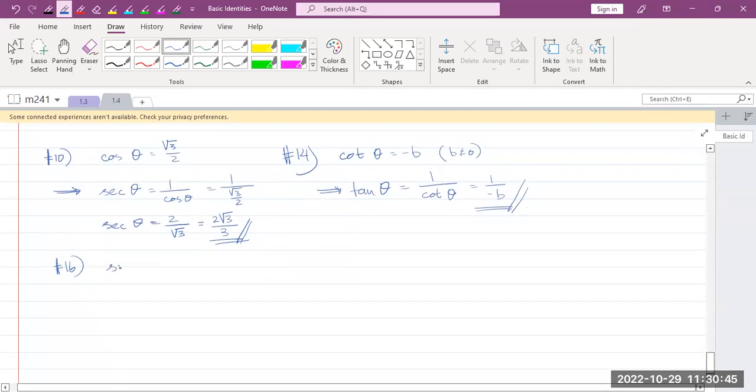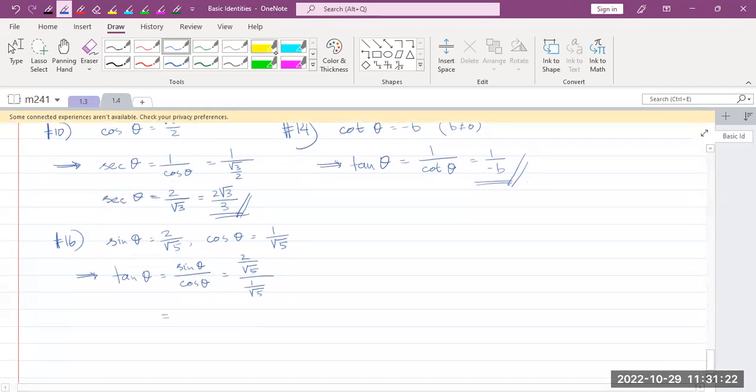Number 16, we have sine theta equals 2 over radical 5 and cosine theta equals 1 over radical 5. What is tangent theta? Tangent theta is the ratio of sine and cosine, which is 2 over radical 5 over 1 over radical 5. How do we simplify these complex fractions? You can see this as 2 over radical 5 divided by 1 over radical 5, multiplied by the reciprocal. Cancel the radical 5, you get 2.